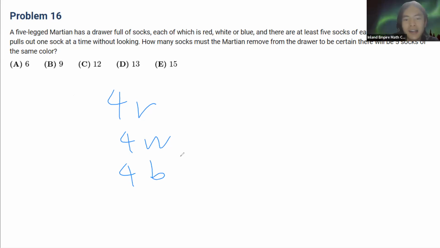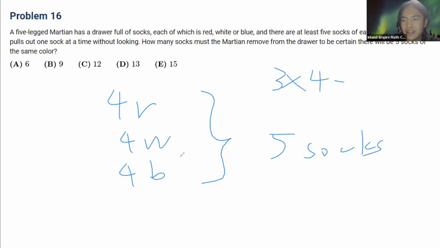In that case, you just have to pull out one more sock, and no matter what sock it is, it will be one of R, W, or B, and so will satisfy the requirement that there has to be 5 socks of the same color. And so it's just 3 times 4 plus 1, and the answer is 13. So the answer is D. Are there any questions about this? It's honestly a really simple question, actually. You just think about what's the worst case scenario.